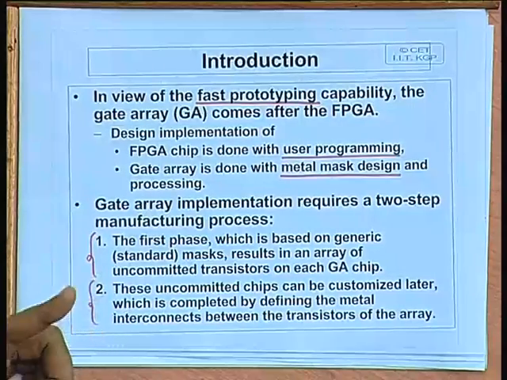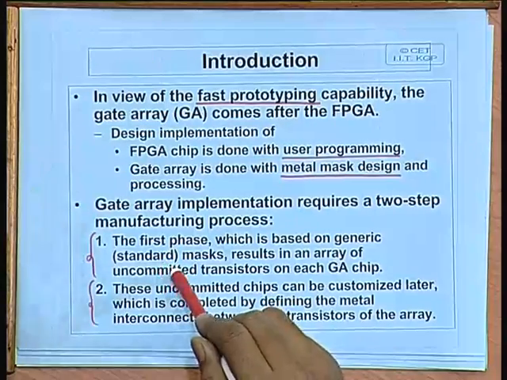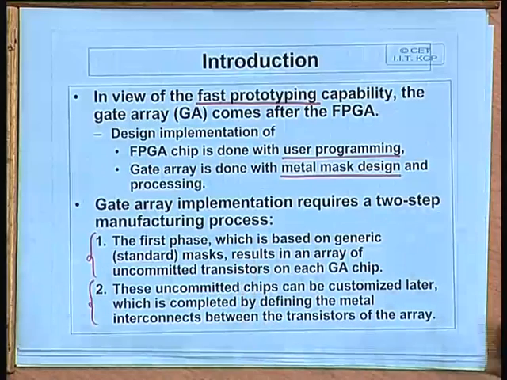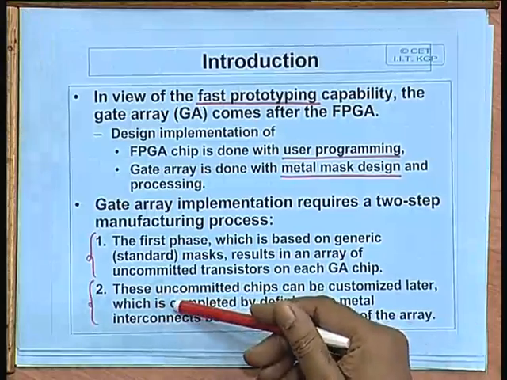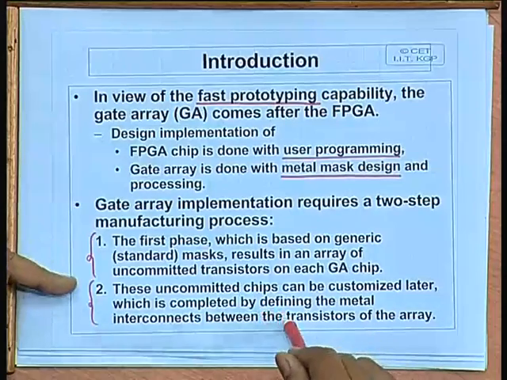What this means is that the cost of the first phase can be distributed amongst a number of users. Now, in an ASIC, the entire thing is your responsibility and the total cost you will have to bear. But in a gate array, the first part of the implementation will give you some kind of a generic gate array that can be customized for any kind of designs. The second step is that customization. Whatever you exactly require, that is done in the second step.